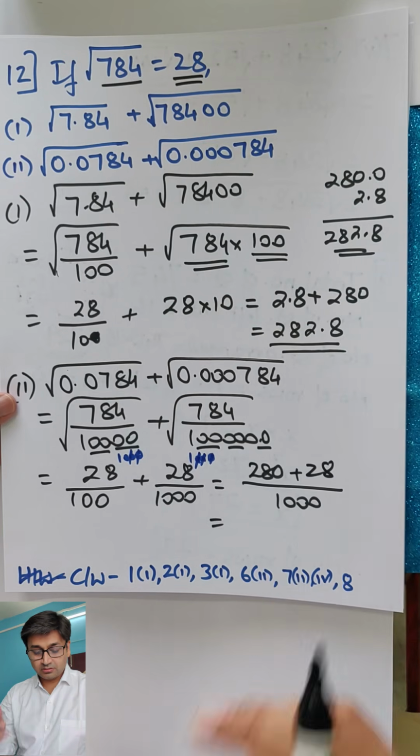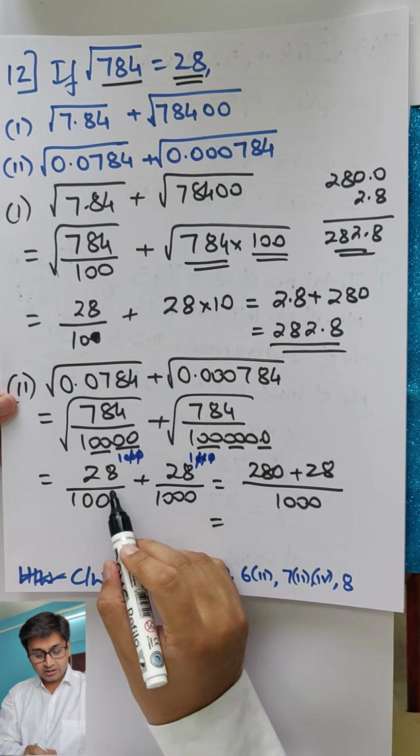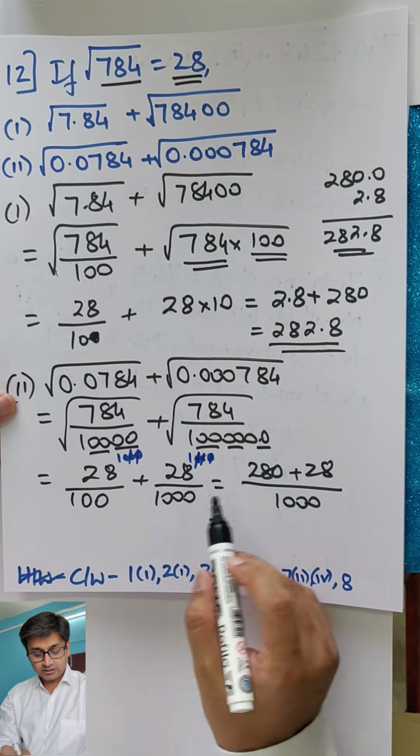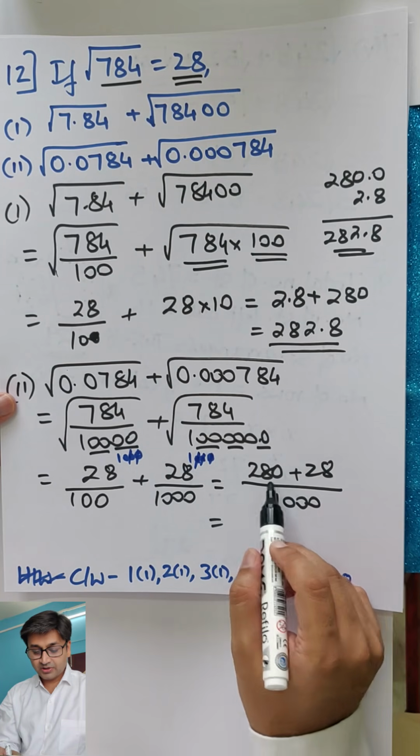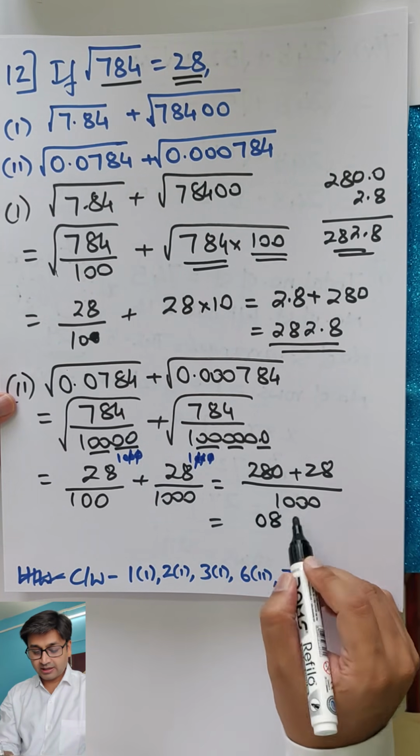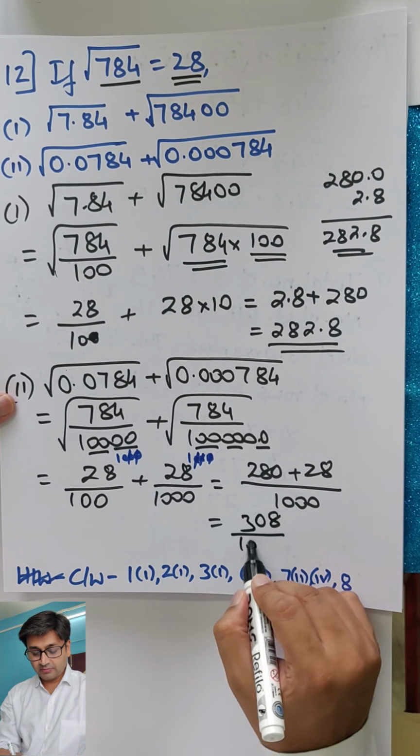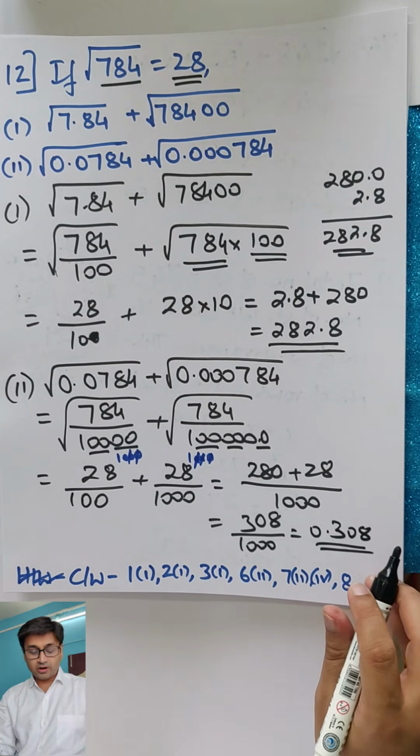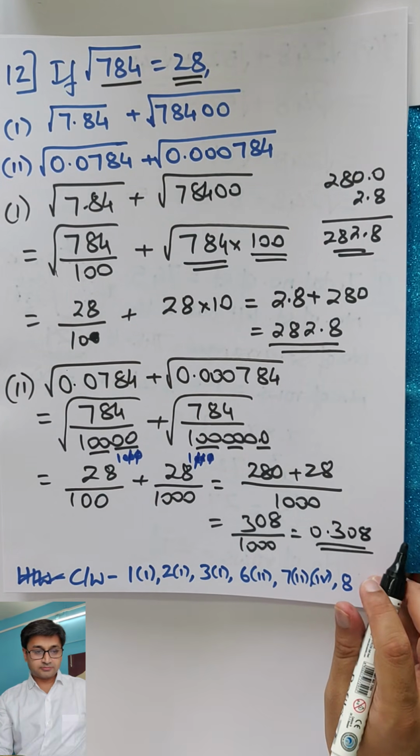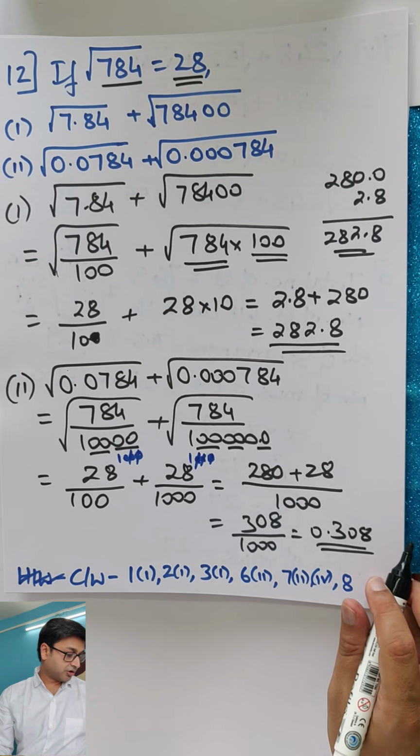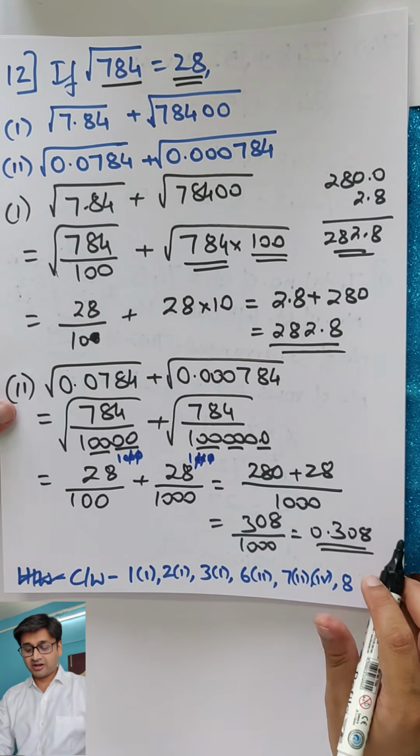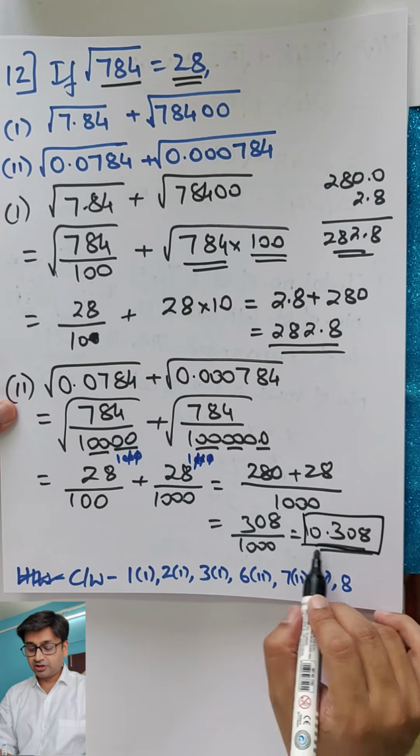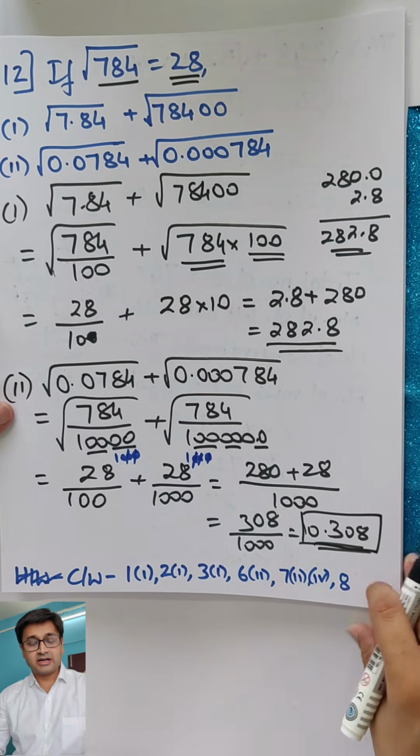So that will be 1 minute. So this will be 280 and 28. So I will get 308 by 1000. So my answer should be 0.308. Let me just check. I am not really sure. It's correct. I was a little worried. It's correct. So 0.308 is your final answer.